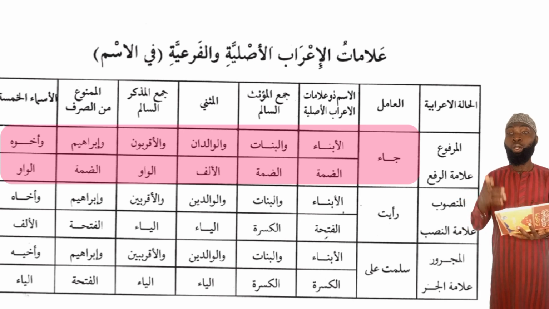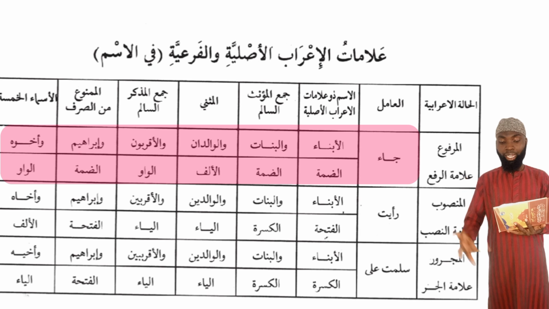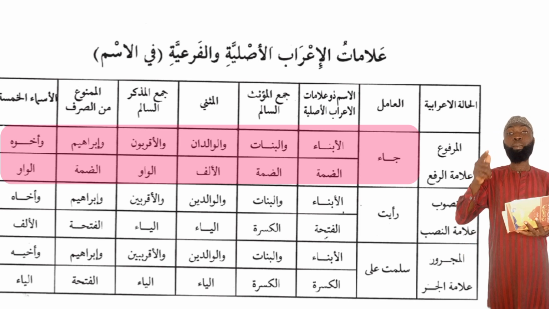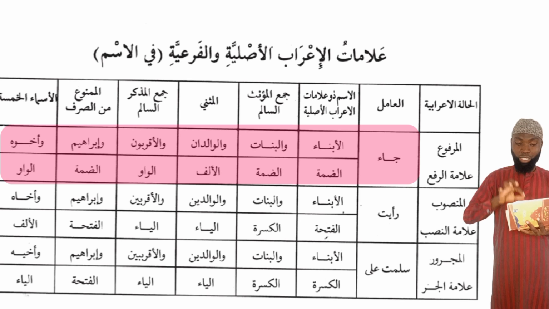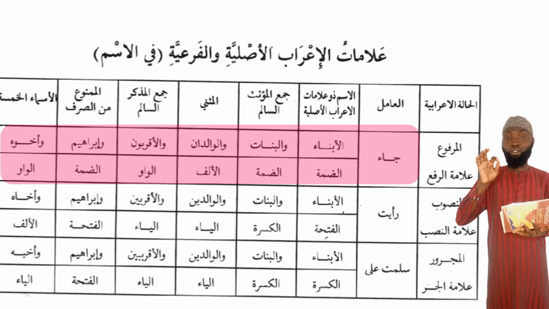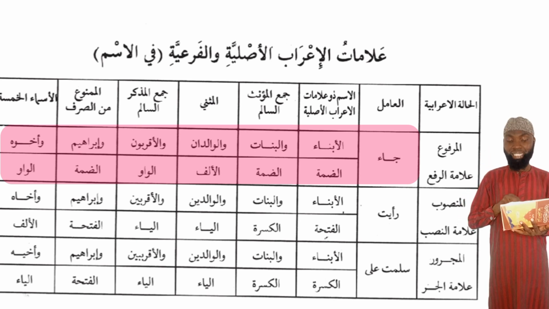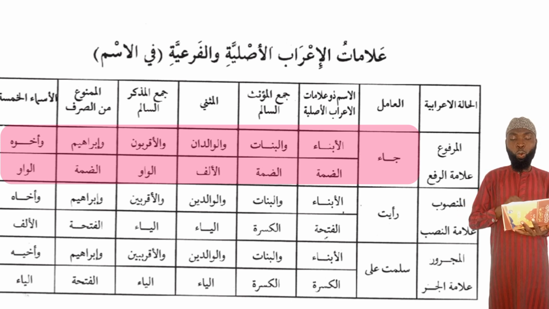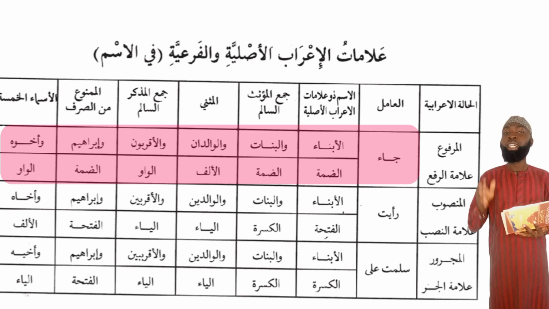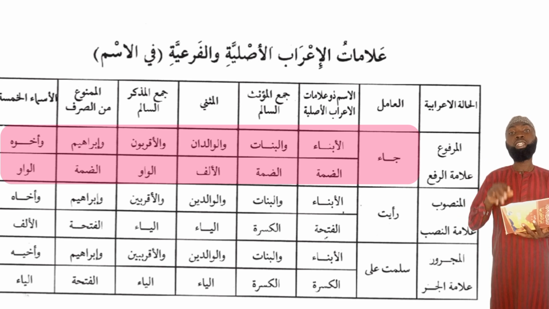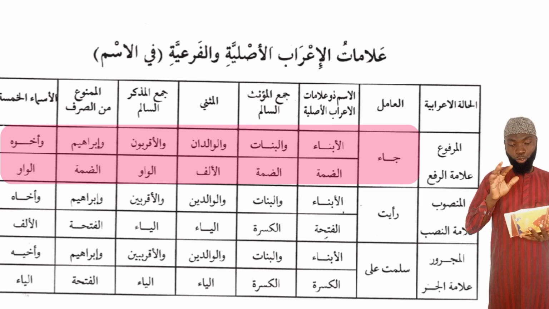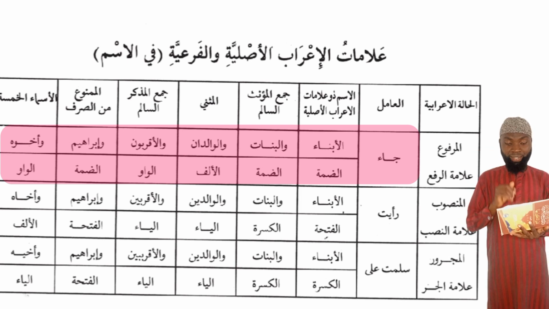We have al-abna'u. Ja'a al-abna'u, the children, they came. The word al-abna'u, you can see the Dhamma that is representing the sign. So that Dhamma there is a sign of raf', and this is because this has the original sign, the primary sign. As for the word al-banatu, it also has Dhamma because al-banatu is the plural form of the word bintun. So al-banatu will carry Dhamma also as a sign when it is in nominative case.